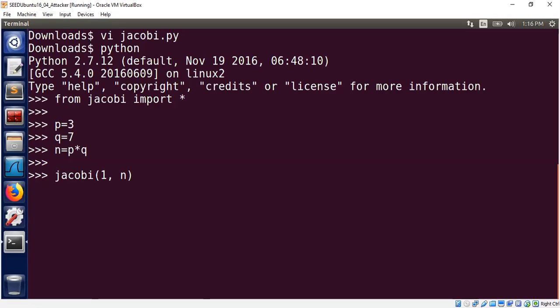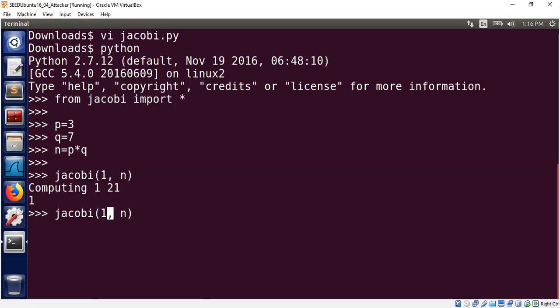Okay, since 1 can be written as power of 1, we would expect the Jacobi to be 1. It can be written as power of 2, right? Because it's easy to check that. So of course we get the answer to be 1. Very, very nice.